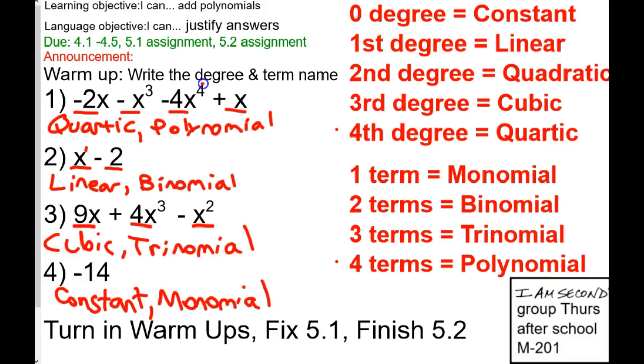Now, that's it for the warm-ups for this week. So everyone should have them done for the week. You had sub on Tuesday, Wednesday. And make sure your name is on it. Pass it to the front, please.